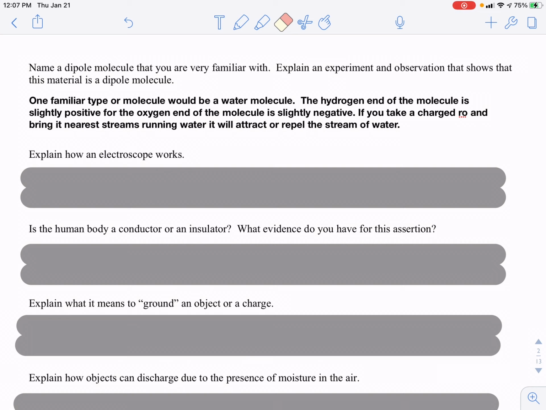Explain how an electroscope works. Now in this part, we're going to explain how it works. In class, we're going to draw up and illustrate how it works.